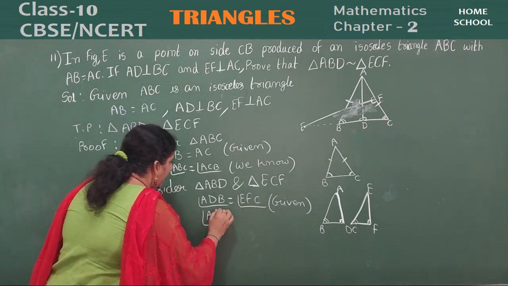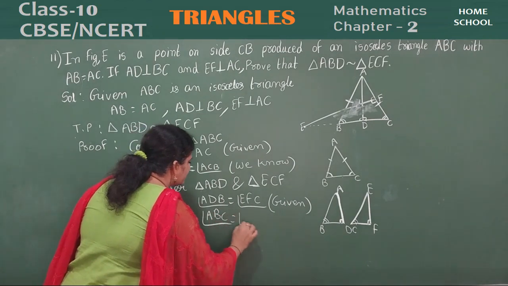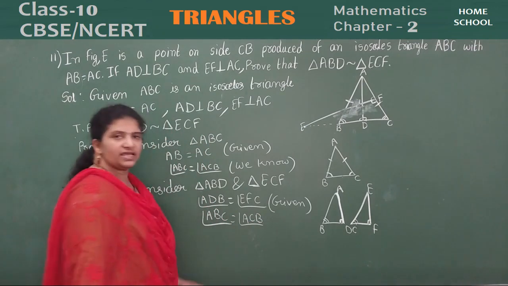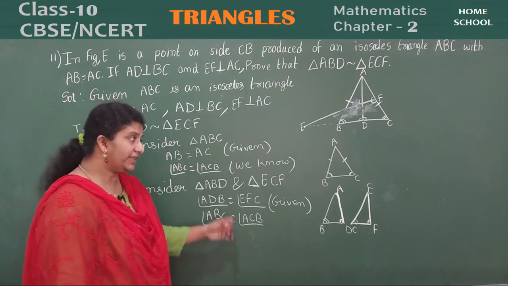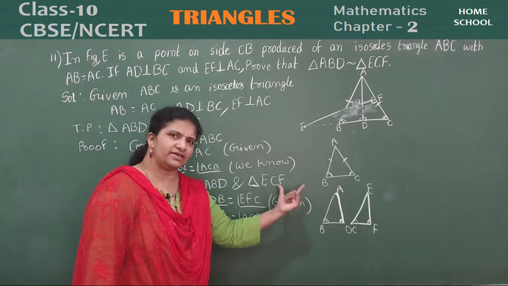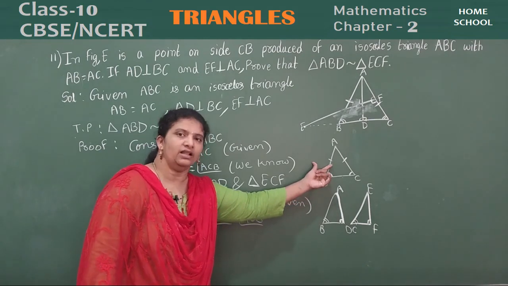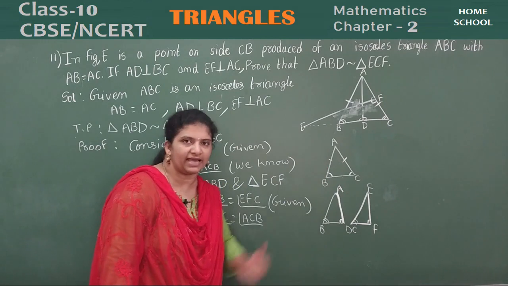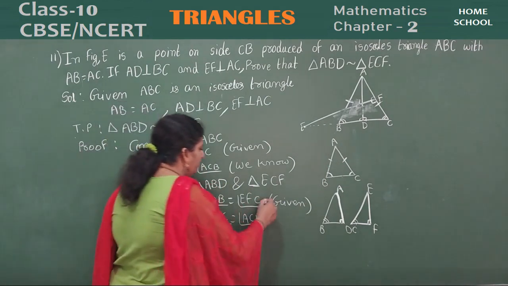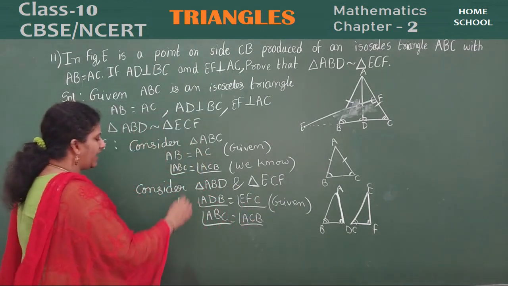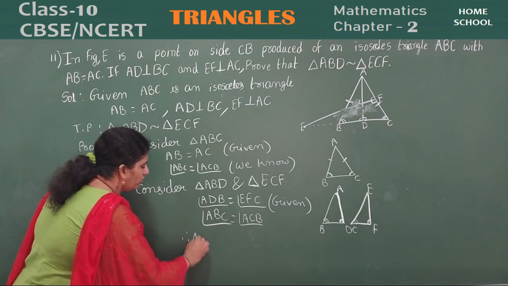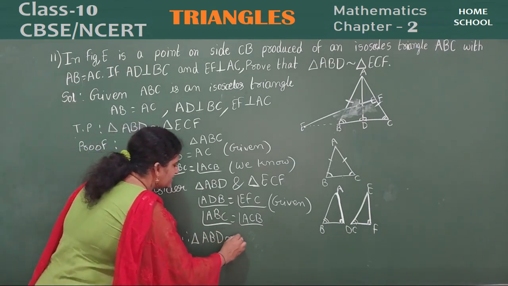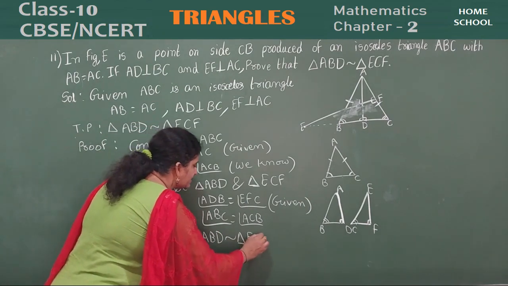Angle ABC is equal to angle ACB. How are we saying this? This is also given. What have they given? Sides given in an isosceles triangle. According to the statement, if sides are equal, opposite angles are equal. So now, according to that, what can I say? Therefore, triangle ABD is similar to triangle ECF.